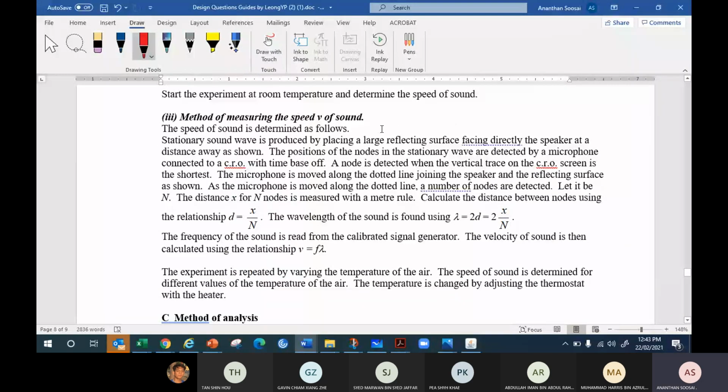Next, the method of measuring the speed. I told you, the stationary wave method. So a stationary sound wave is produced. The node to node distance is calculated. Here they put n nodes, and the distance is x, so d is x over n. The d is actually half a wavelength, so 2d is lambda. So v equals f lambda to find the speed. Lambda is 2d, and f, the frequency, you get from the signal generator. For this you get 1 or 2 marks. You can go for 2 marks because a formula is involved, so you get an extra 1 mark maybe.